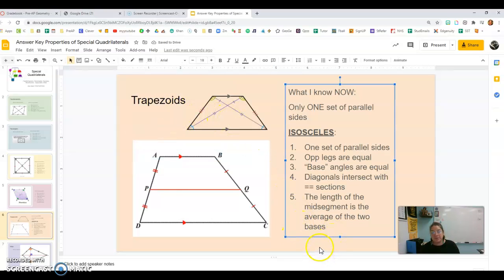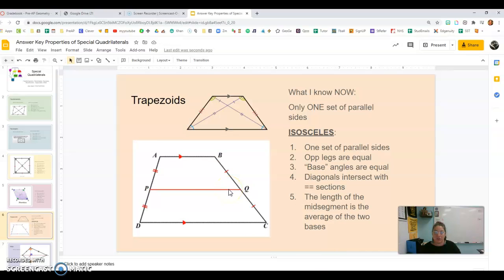All right, and then the last thing that we need to talk about is what this big red line is in the middle of this trapezoid, and that is what number 5 says. The length of the mid segment is the average of the two bases. PQ is called a mid segment, and if you take a look, P is at the midpoint of this leg, AD, and Q is at the midpoint of this leg, BC. So this is called a mid segment, and the length of the mid segment is the average of the two bases. That means you add the two bases together and divide by 2, okay?